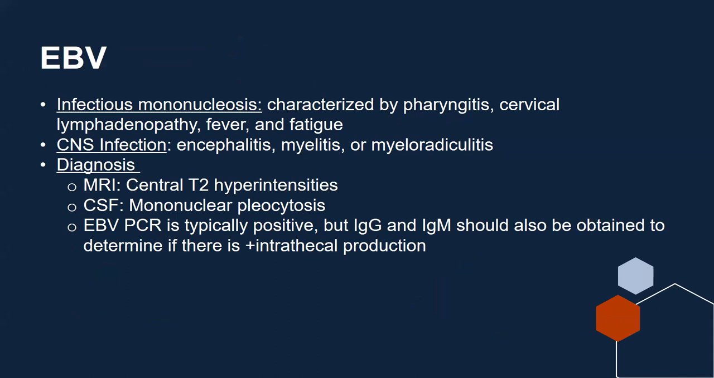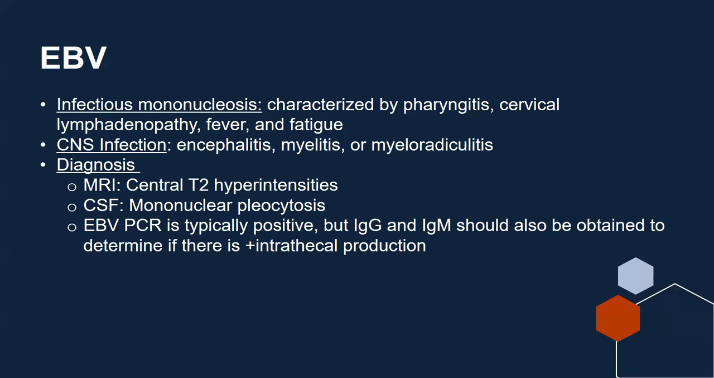We won't talk about all of the infectious organisms, but one we haven't talked about yet is EBV. EBV causes infectious mononucleosis characterized by pharyngitis, cervical lymphadenopathy, fever, and fatigue. However, it can also cause various CNS infections such as encephalitis, myelitis, and myeloradiculitis. When the myelitis occurs, it is typically longitudinally extensive.